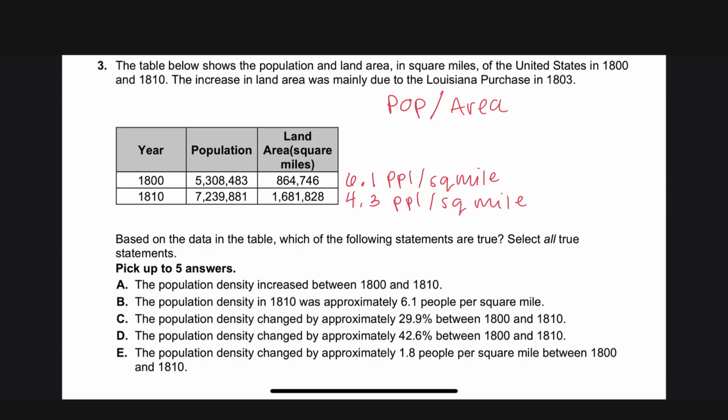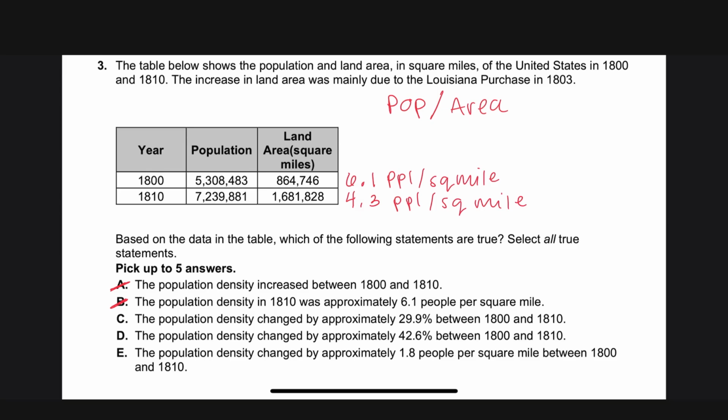So the population density increased between 1800 and 1810. That is not true. It actually decreased. The population density in 1810 was approximately 6.1 people per square mile. That's going to be wrong as well. The population density changed by approximately 29.9% between 1800 and 1810. So I'm going to have to figure out the percent change. So I'll do that in just a second for C and D, so I can figure that out.